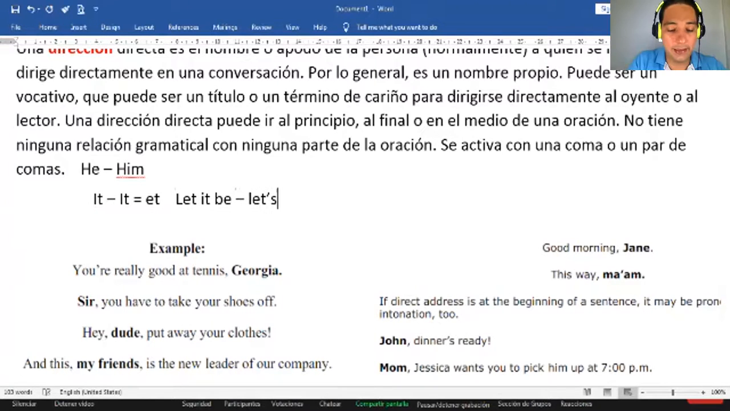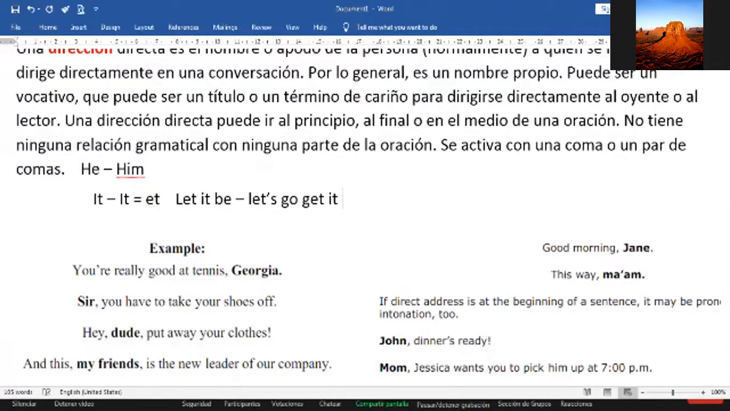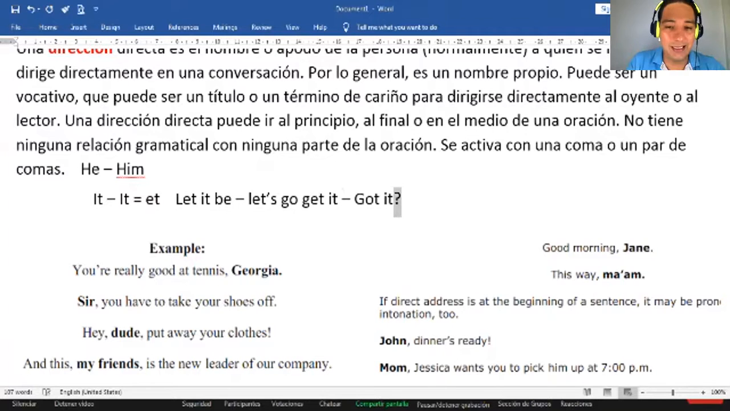Si te digo, let's go get it. Oye, get it. Digo con otro ejemplo. Got it. No te digo got it. Entonces, este es un pronombre. No es un sujeto, ¿ya? Siempre los pronombres van al final de la oración. Y pues suenan así, con him, it. En especial esos dos, digamos.